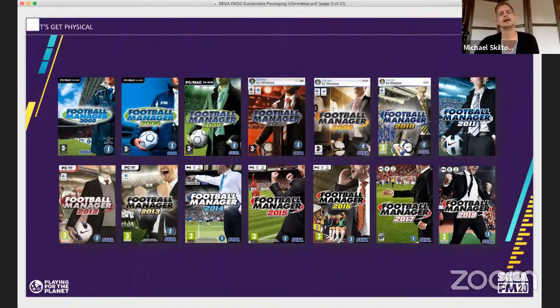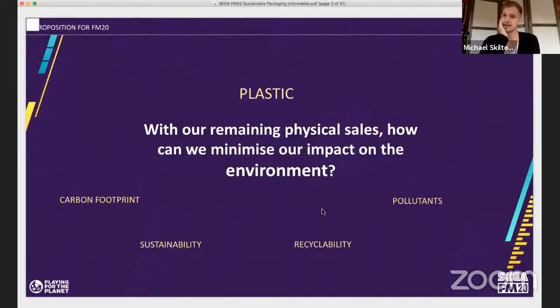Okay, so let's talk about plastic. Okay, now with our remaining physical sales, how can we minimize the impact on the environment? Okay, so we're going to be essentially making two different types of sale. One of the types of sale nowadays is something that's becoming more and more popular, and is hugely beneficial for the environment, and that would be digital downloads. And digital downloads doesn't create any packaging whatsoever. It doesn't even create a disk for your game to be run on.